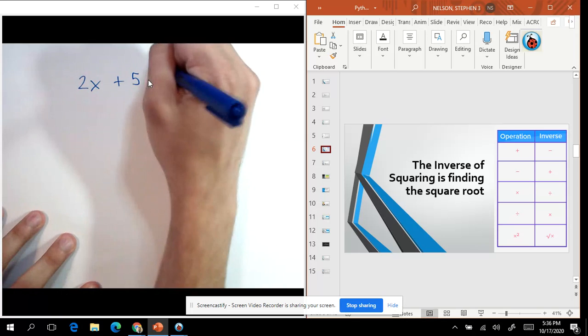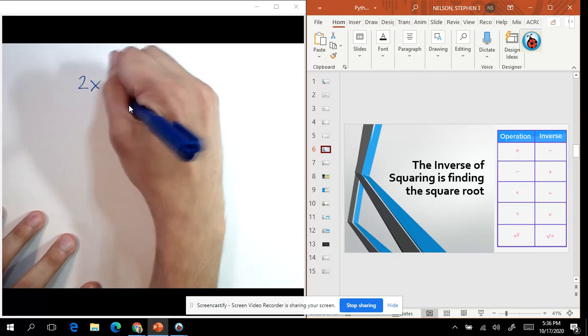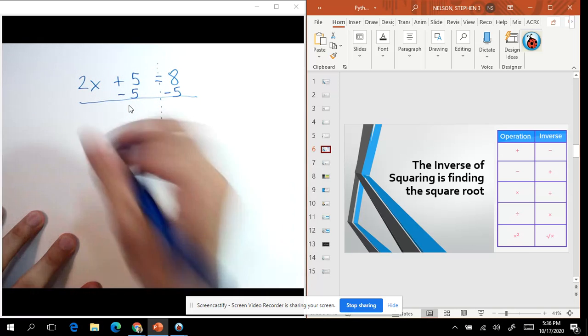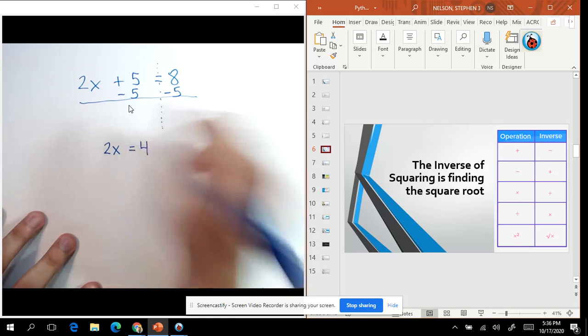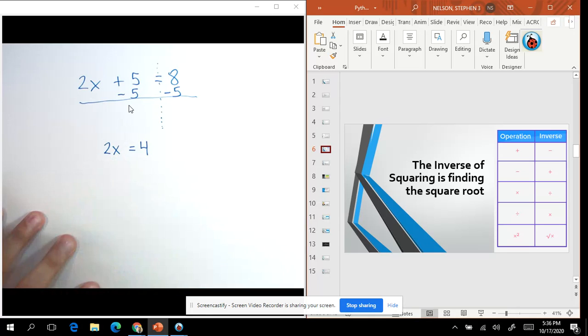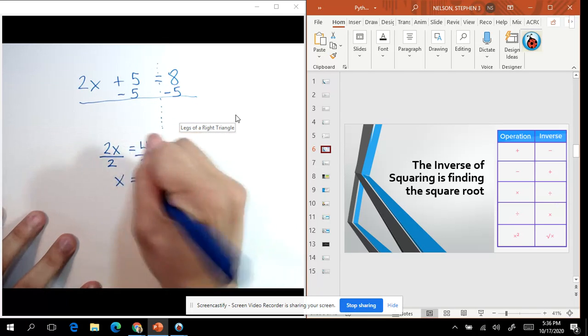So we have our equal sign. We have a positive 5, and that operation is positive, so the inverse is negative. So remember, we would take the negative 5 and subtract on both sides. And it's the same thing with having 2x is equal to 4. Right here, we have a number being multiplied by a variable, so that's multiplication. The inverse operation of multiplication is division. So we would divide by 2 on both sides and get x is equal to 2.